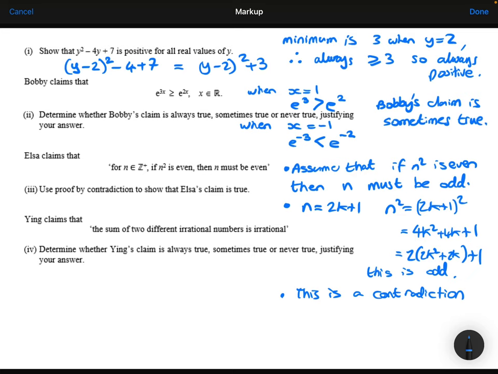This is a contradiction. If n squared is even, then n cannot be odd. Therefore, n must be even.